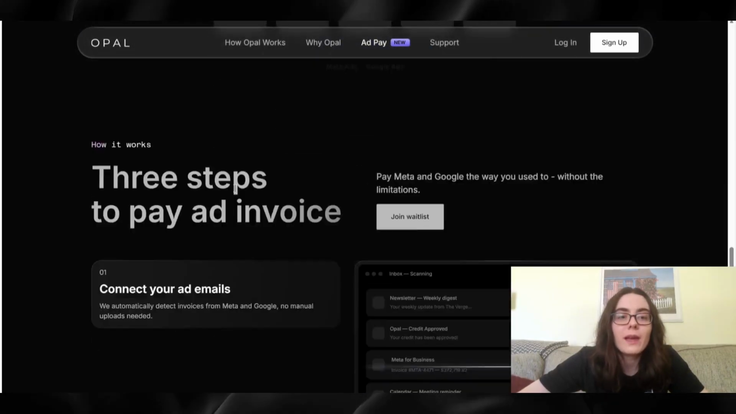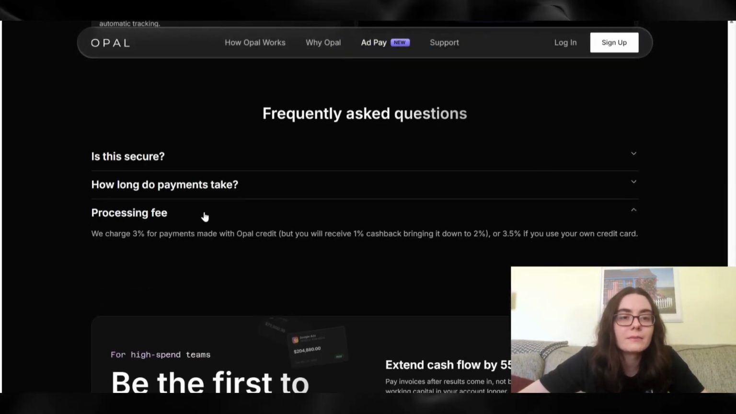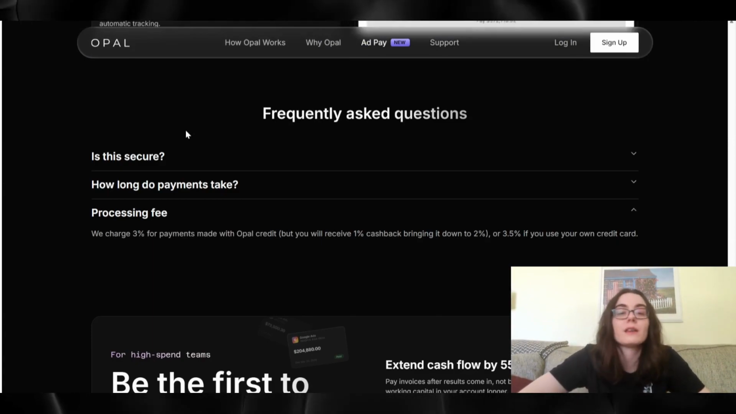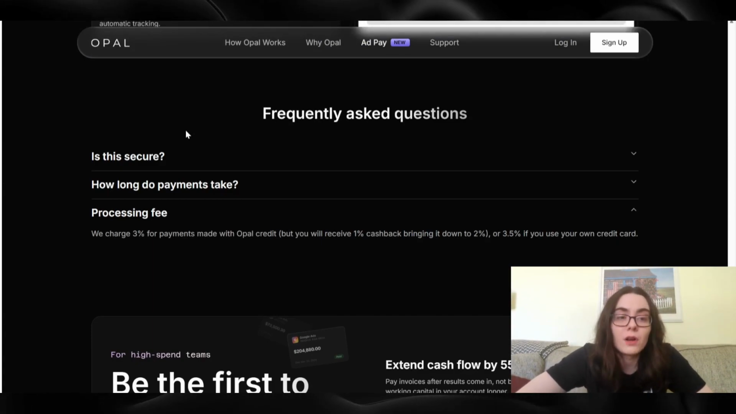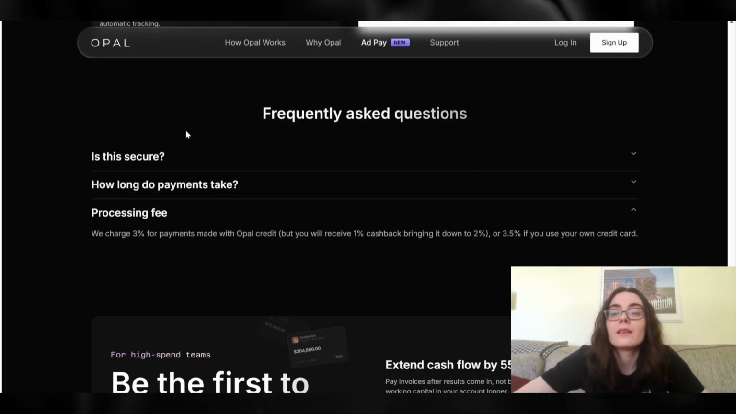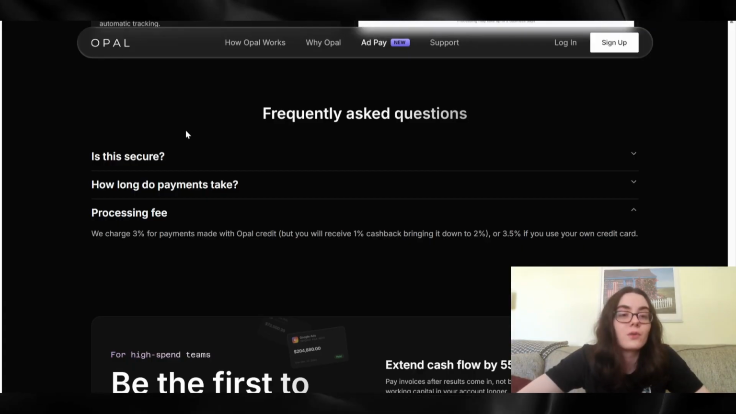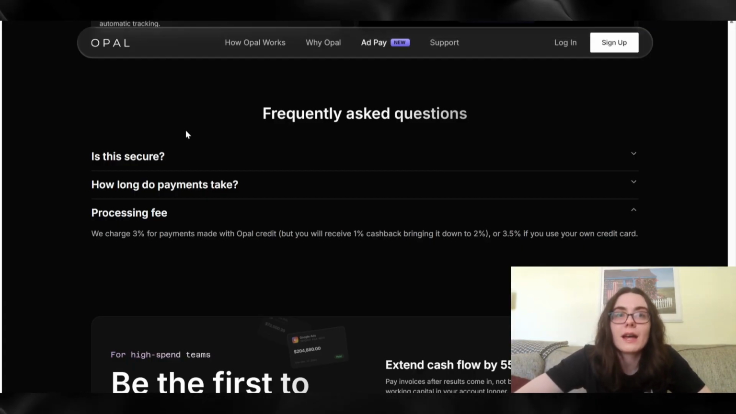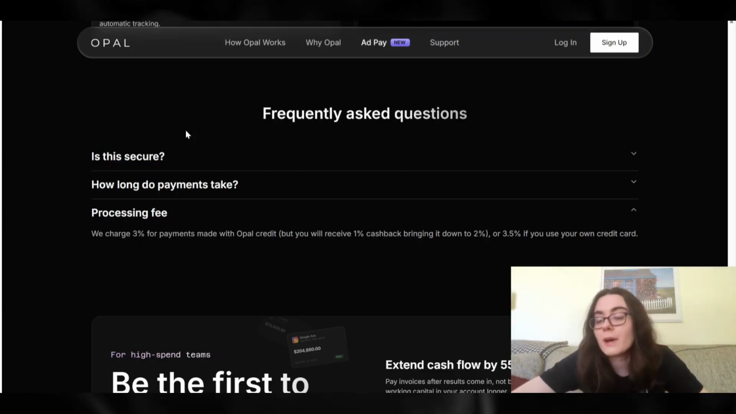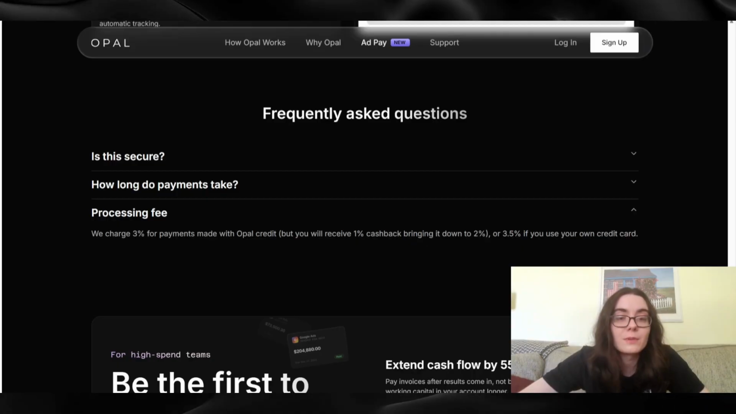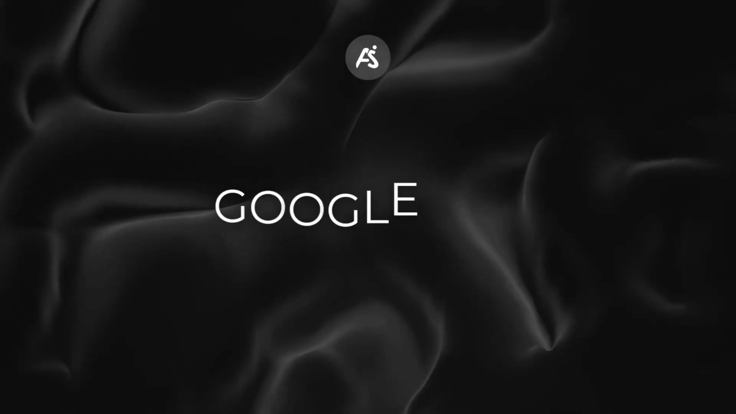The way that it works is that you do have to pay a processing fee, but you don't have any monthly subscription fee involved. It's 3% if you're using an Opal credit card, and then 3.5% if you're using your own credit card. So that is something to note. These fees are a little higher than some of the others, but remember, they don't have a monthly subscription cost.